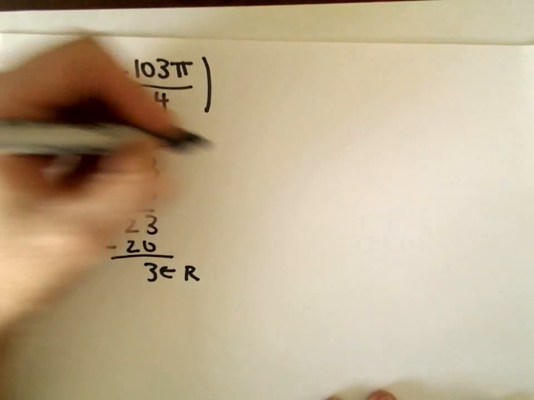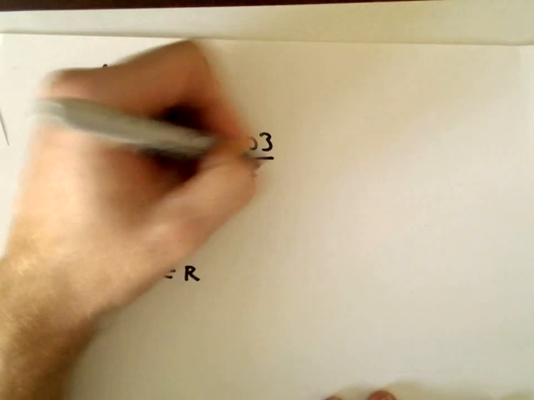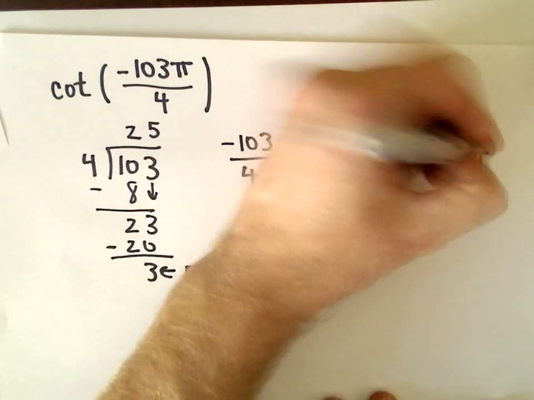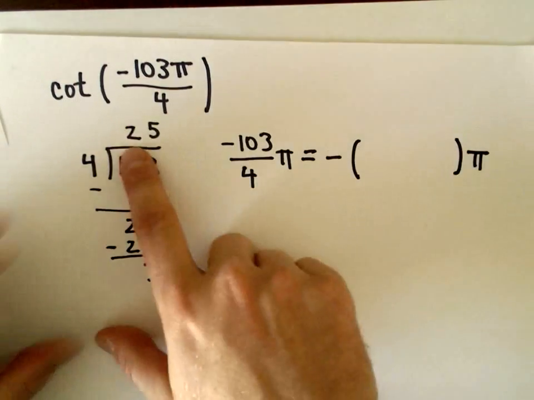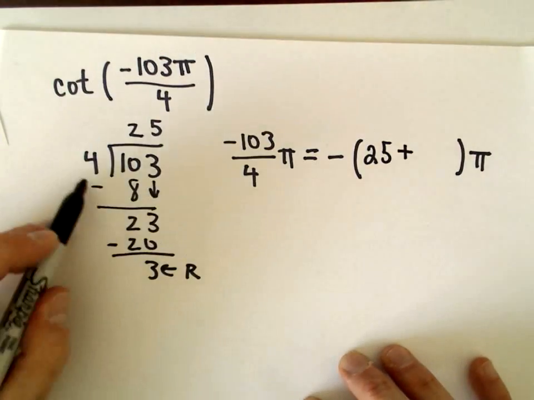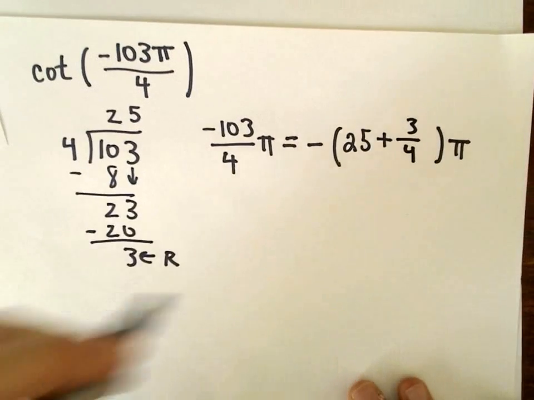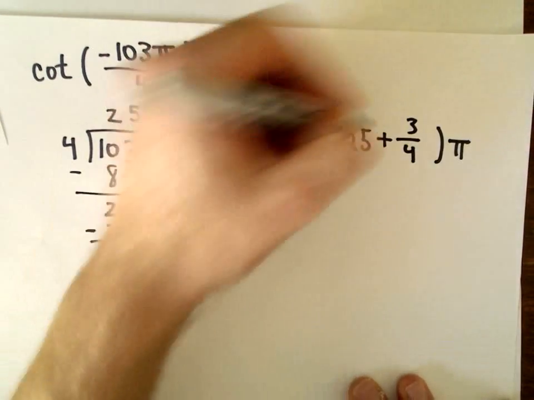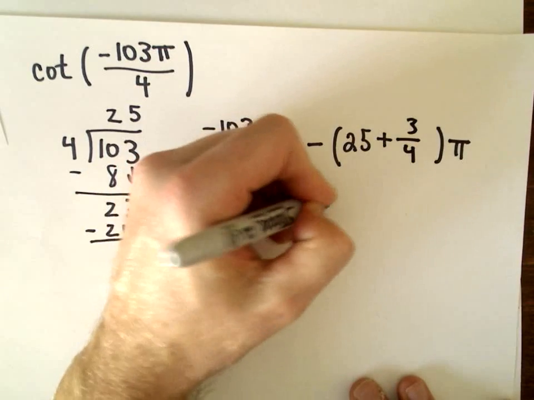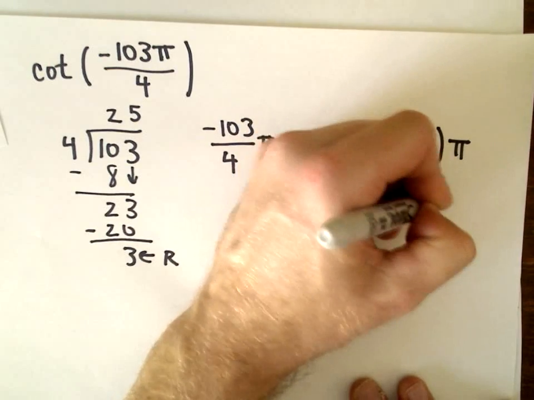So it says I can write negative 103 divided by 4 pi. Well, it's going to be a negative, something involving pi. It's going to be 25 and another 3/4 pi. So okay, if you distribute, and we'll multiply everything by pi, that'll be negative 25 pi plus a negative 3 pi over 4.